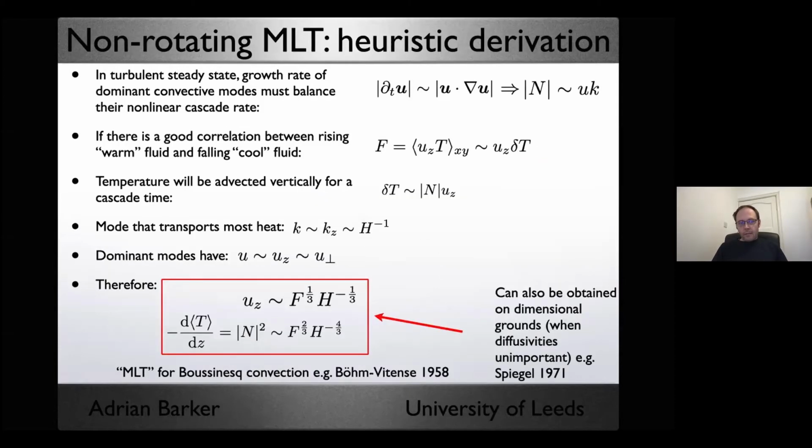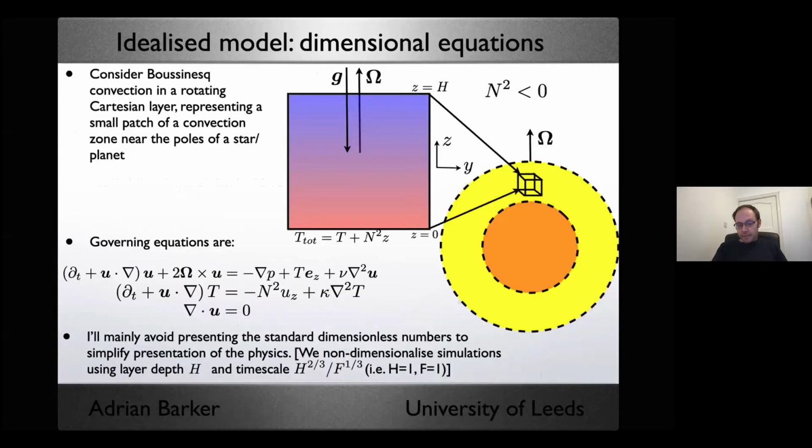So if you don't have rotation, then it turns out that you can just use dimensional analysis to determine how the convective velocities and temperature gradients depend on the input parameters. That's because in this case, there is only one time scale: h to the 2/3 over f to the 1/3 is the only time scale in the problem if you have no rotation, and if you ignore diffusion processes, and h is the layer depth.